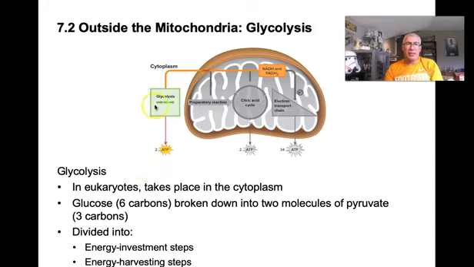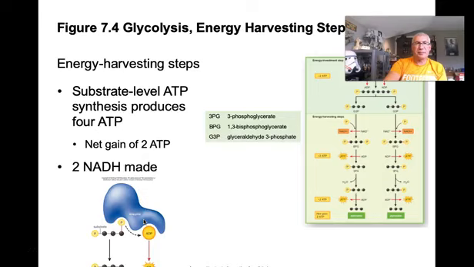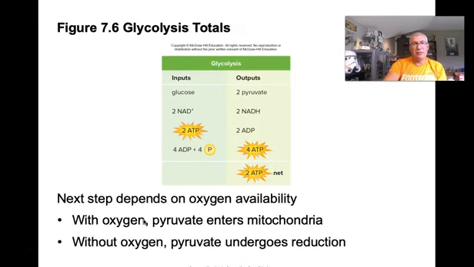Glycolysis takes place in the cytoplasm. Glucose is broken down into two molecules of pyruvate, which has 3 carbons. We're not going to get into all these different steps. For the test, glycolysis takes place in the cytoplasm. Glucose, 6 carbons, is broken down into 2 molecules of pyruvate, or 3 carbons. I'm pretty sure I had that on the test. This is just getting into a lot more detail than I think that we need to know.